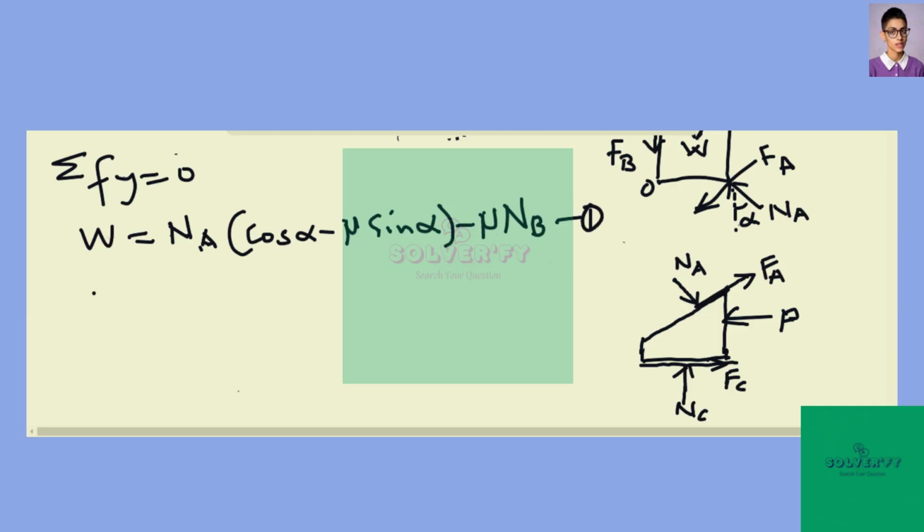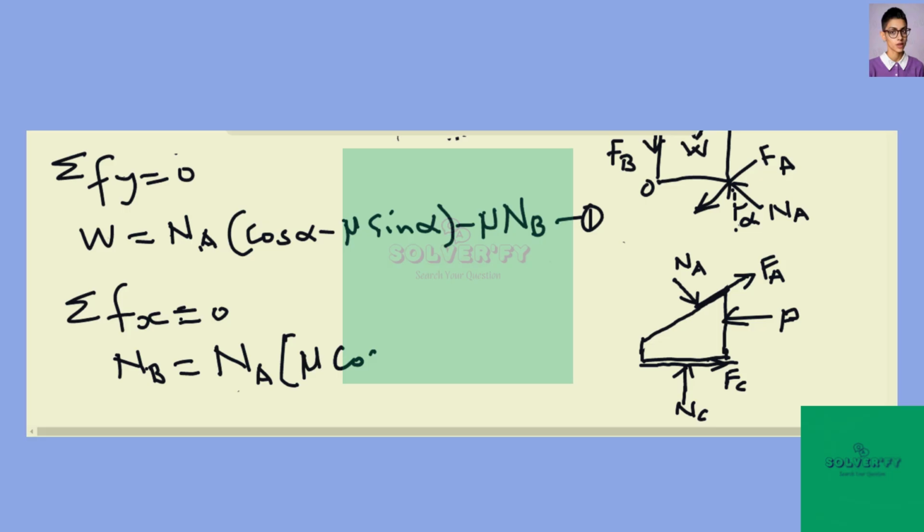Then if we take summation of forces along the horizontal axis, horizontal direction, we're going to arrive at NB, the normal reaction at B, to be equal to the normal reaction at A, coefficient of static friction, cos alpha plus sine alpha. So we can call this equation 2.